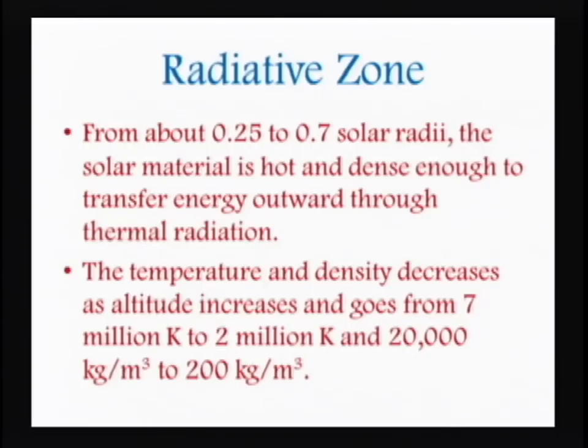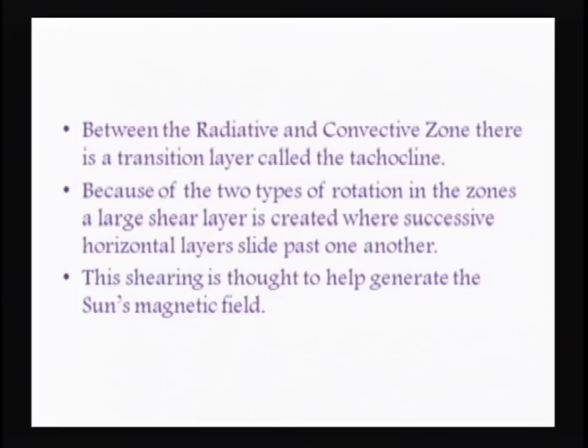So the temperature is going to decrease as my altitude increases, and it goes from about 7 million Kelvin to about 2 million Kelvin, and in terms of densities, they go from about 20,000 kilograms per meter cubed to about 200 kilograms per meter cubed. So again, we're just talking about what's going on within that radiation zone. Now, between the radiation zone and the convection zone, you have a really thin layer called the tachocline.